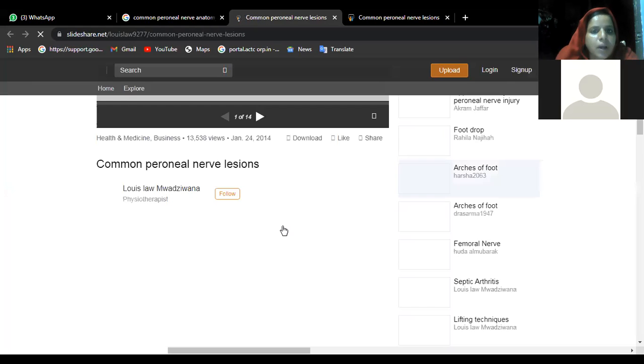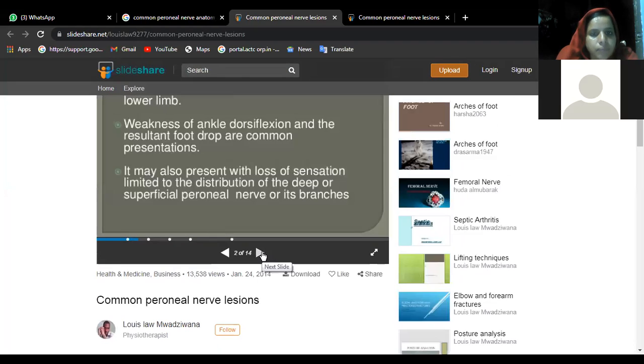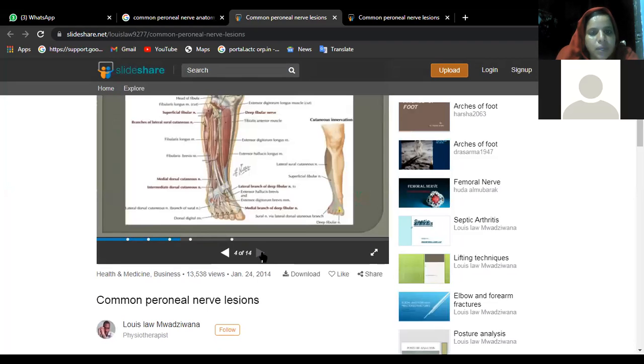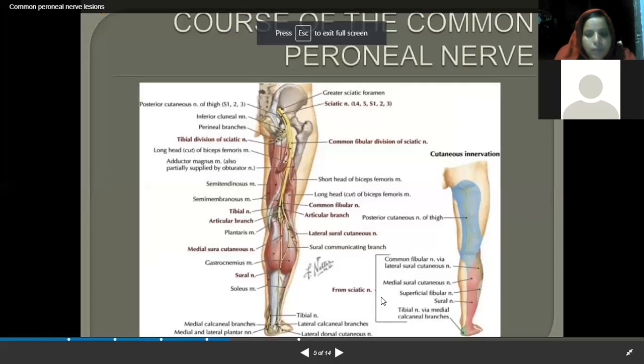I'm just sharing a picture of this common peroneal nerve. I hope everybody is able to see this picture of common peroneal nerve on the screen. Please confirm. Yes, ma'am.